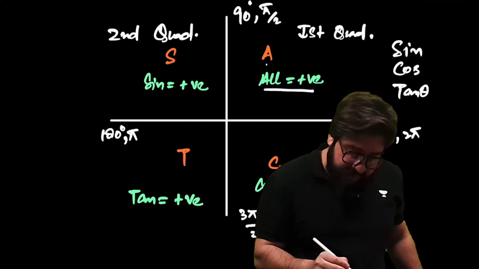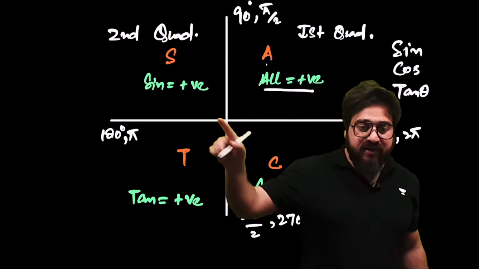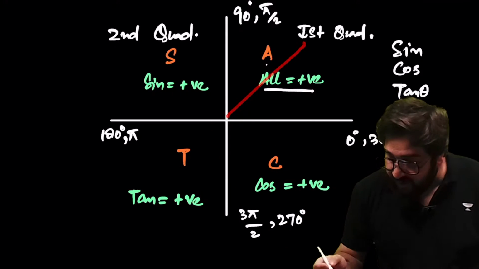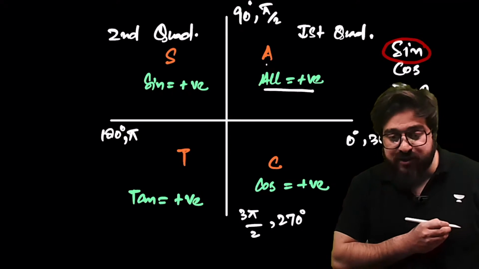90, 100, 110 means it would be something like this in the second quadrant. If I say 90 minus theta, it would be first quadrant. And in first quadrant, we say sine is positive.